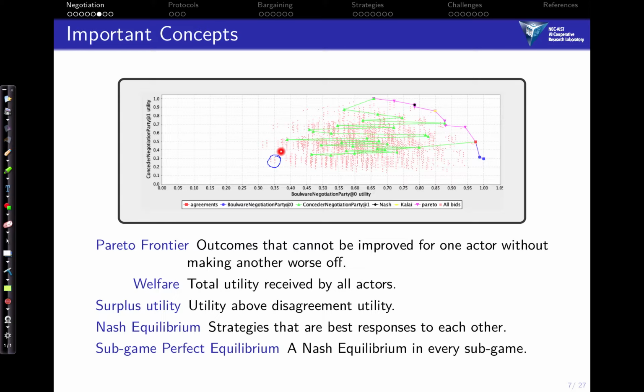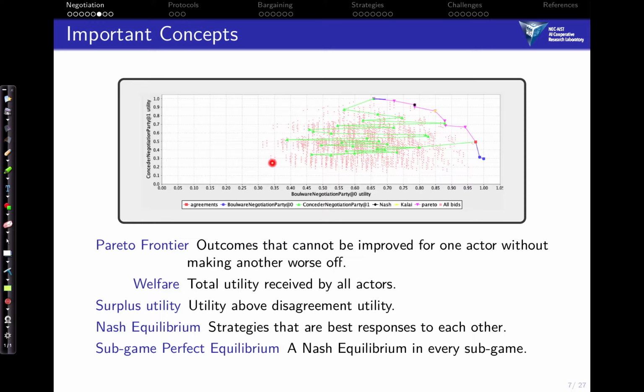We can say that the utility for this agent is 0.35 and the utility for that agent is between 0.2 and 0.3. Okay, so each outcome can be represented here. So that's just a scatter diagram of all the outcomes. And using this figure, we can show many of the most important concepts in negotiation.